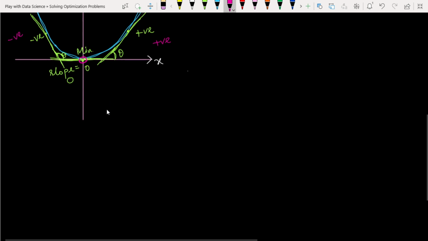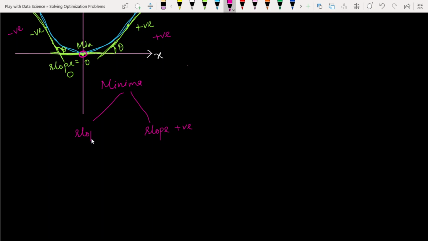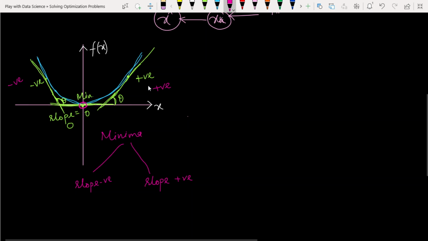Okay, so if we simply write this concept: at the minimum, on one side our slope is positive, and on the other side our slope is negative. This concept is simply used in the gradient descent technique. Okay, let's come one by one.